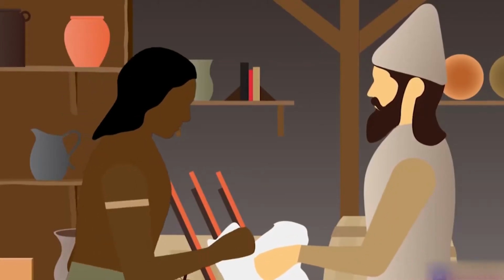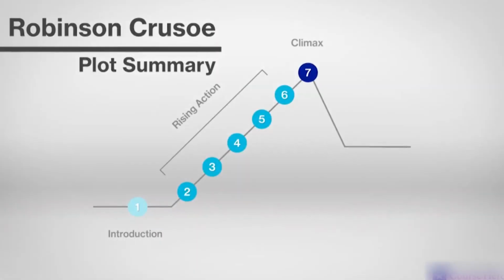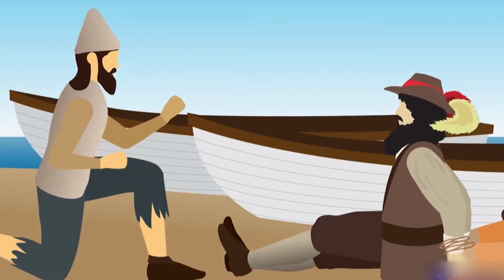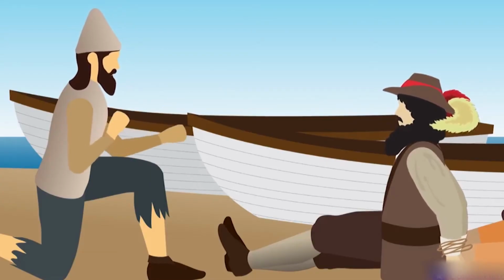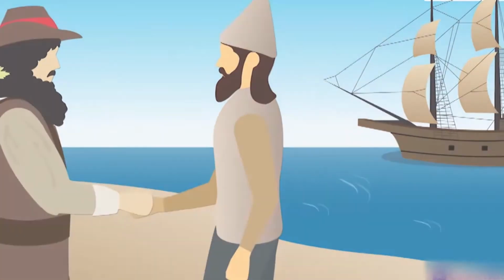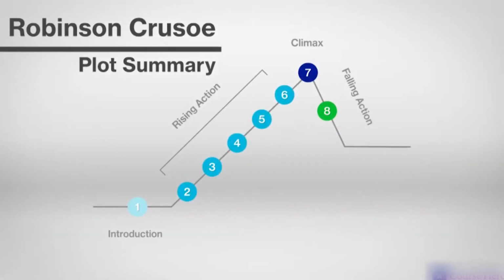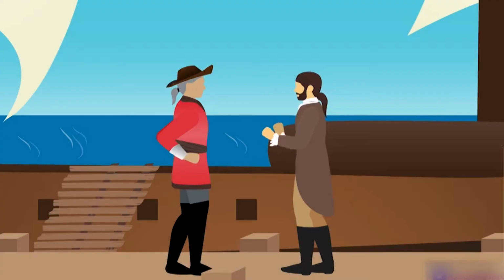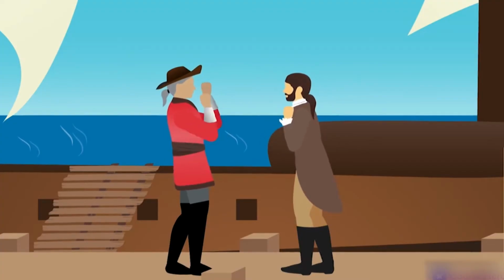Crusoe rescues a captive, whom he names Friday, after the day of the week he saved him from his cannibal tribe. During the climax, Crusoe and Friday help an English captain who's been the victim of a mutiny. They fight off the mutineers, take the ships back, and strand some of the prisoners on the island. Crusoe finally is ready to return to England, and he does. And during the falling action, Crusoe learns he has made a fortune from his plantation in Brazil.